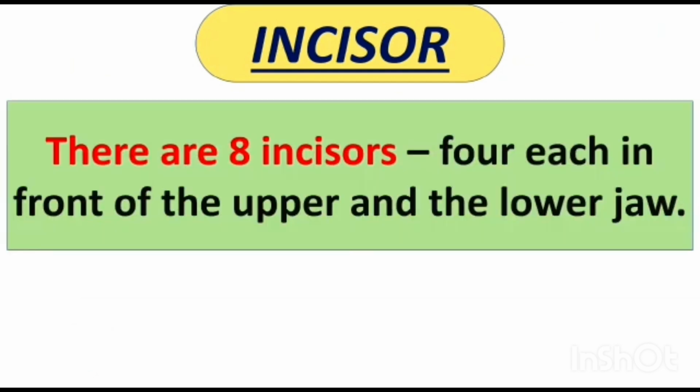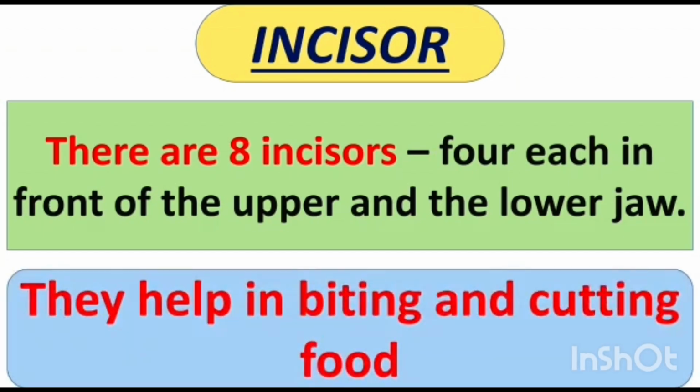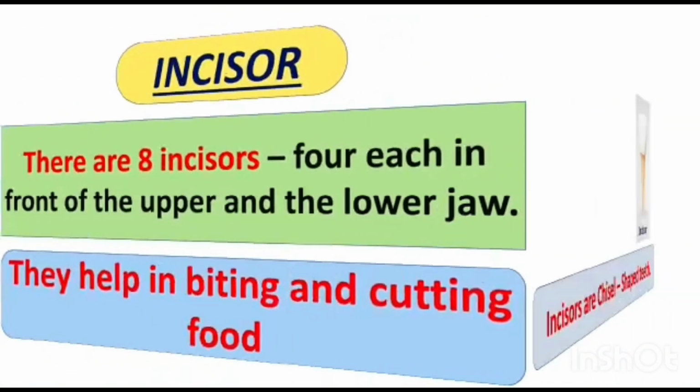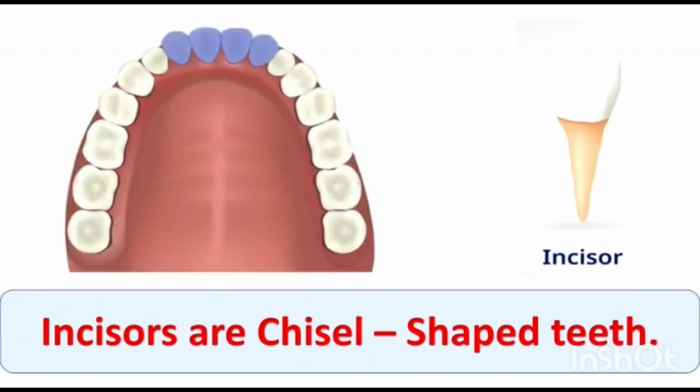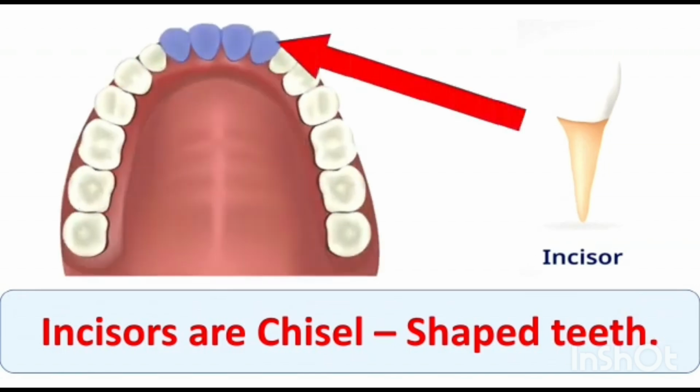There are 8 incisors, 4 each in front of the upper and the lower jaw. That is 4 teeth in the upper jaw and 4 teeth in the lower jaw. And they help in biting and cutting food. Now see in the picture. Here you will see on the right side the chisel shaped teeth which are called incisors. Here is the incisor.